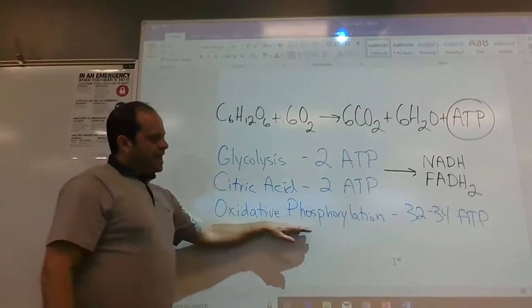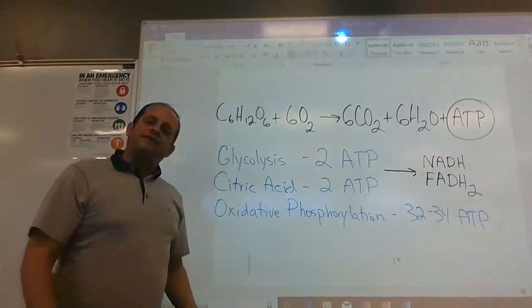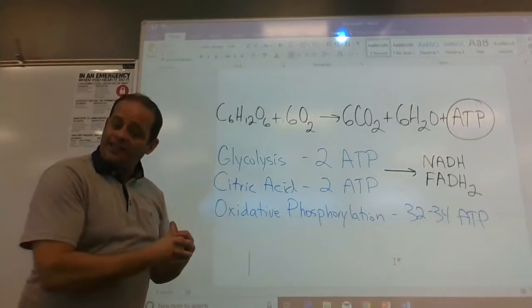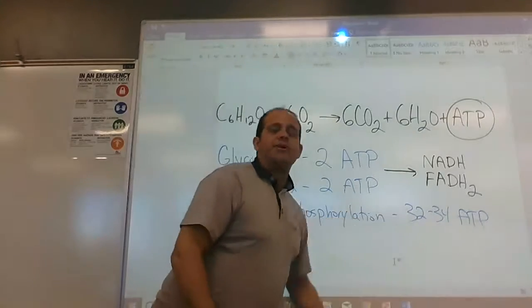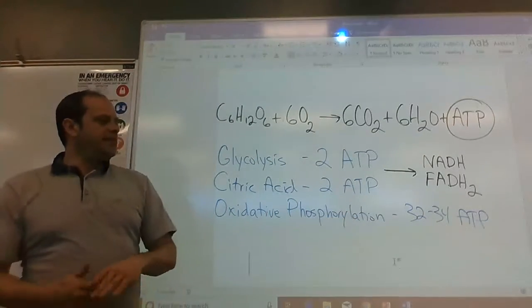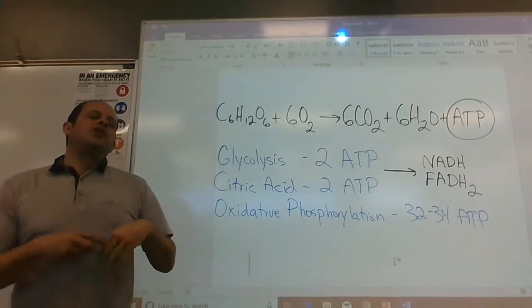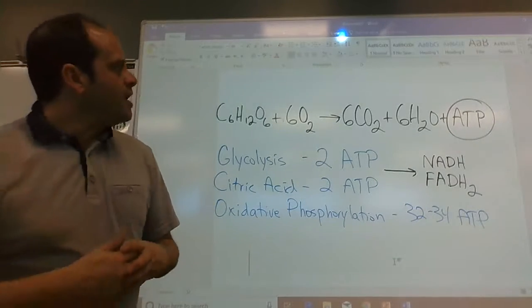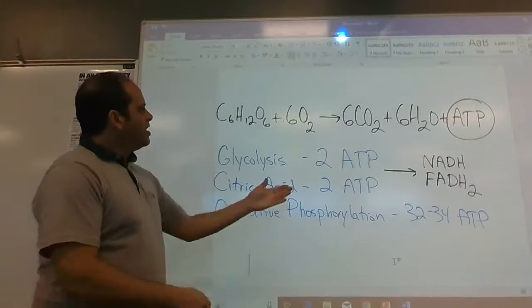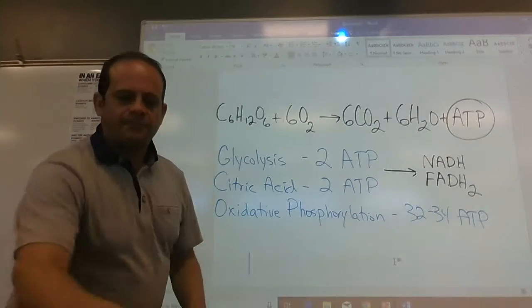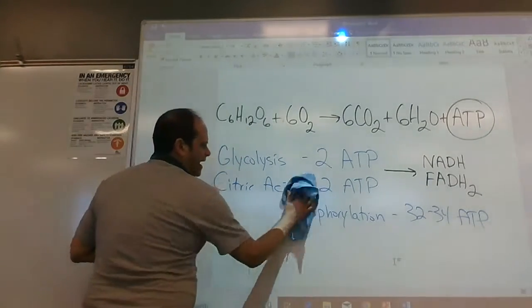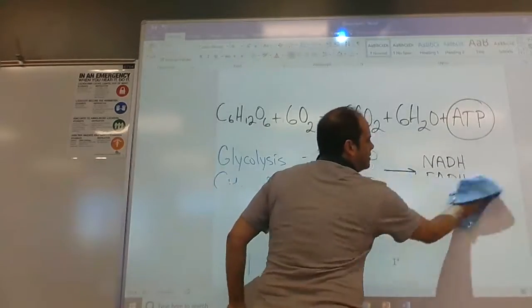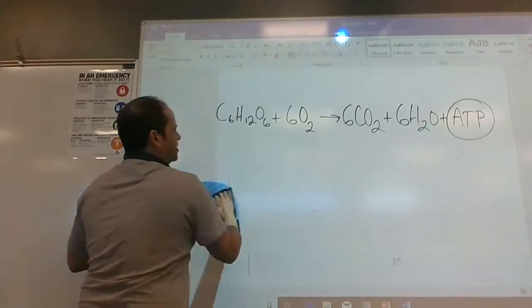And you look down at the bottom here and you can see oxidative phosphorylation, which is what we're going to talk about last here, 32 to 34 ATPs. This is the stage of cellular respiration where the majority of energy, or ATP, is produced. So we're going to move on in our discussion and look a little bit further at oxidative phosphorylation.